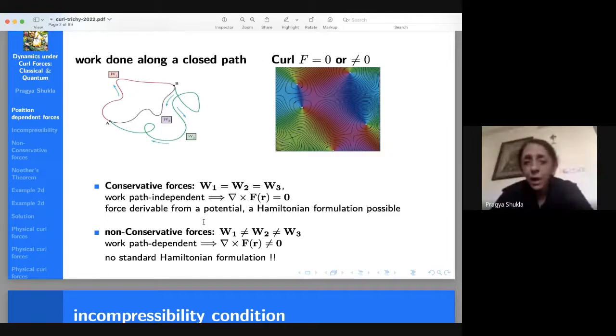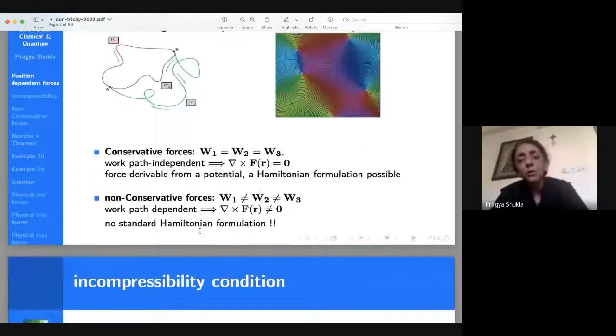Therefore a Hamiltonian formulation is possible, because the Hamiltonian can be written as a sum of kinetic energy and potential energy. However, if the force is non-conservative, by that I mean if the work done along 2 points A and B in the position space is not equal, W1, which is the work done along this line, is not the same as the work done along this line, so work is not only position dependent, that means A and B, it is also path dependent.